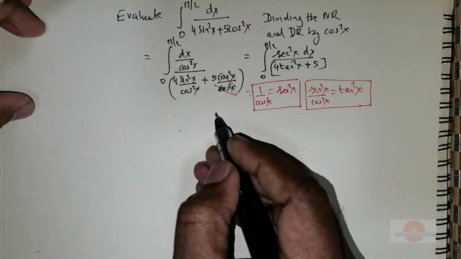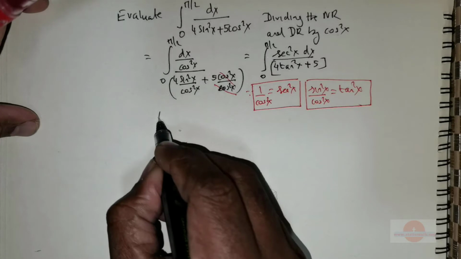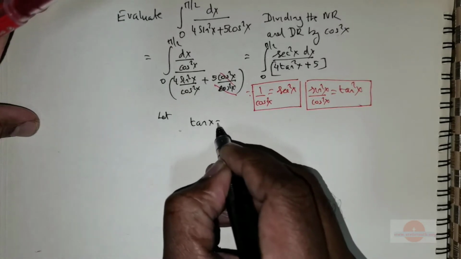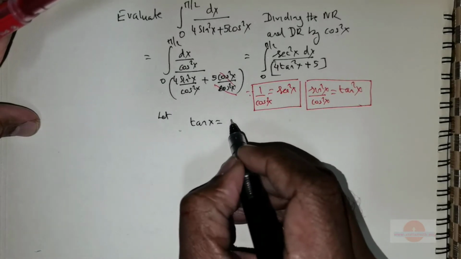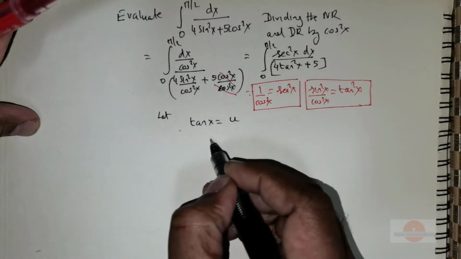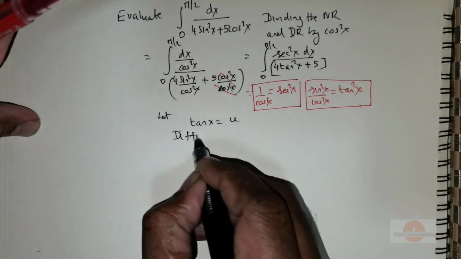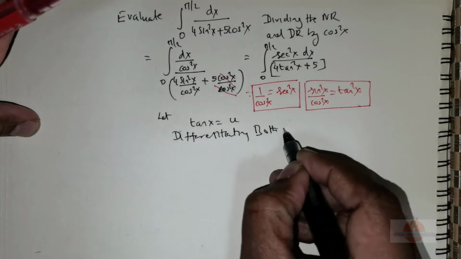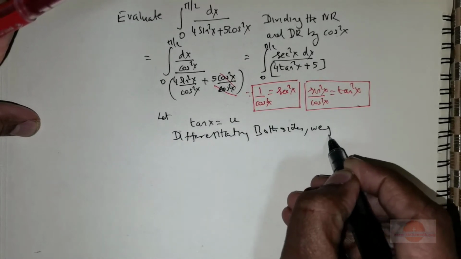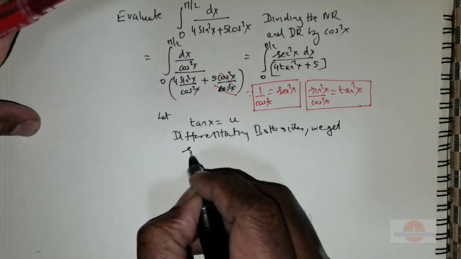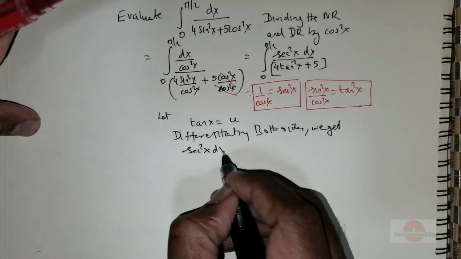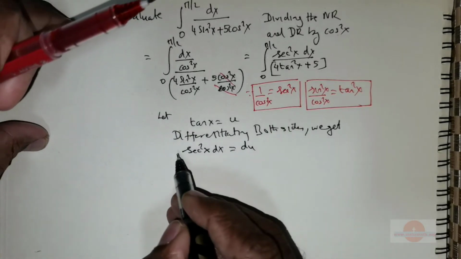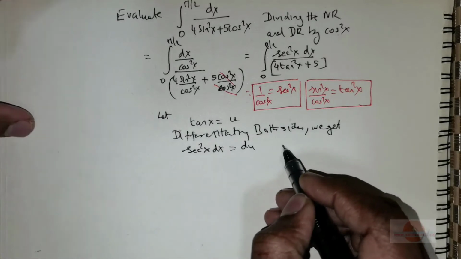Now what I am going to do is use the substitution. Let tan x be equal to some u. Differentiating both sides, we get, so what happens when you differentiate tan x? Differential of tan x would give me secant squared x dx. Differential of u would give me du. Now the limits will also change. So what does that mean?